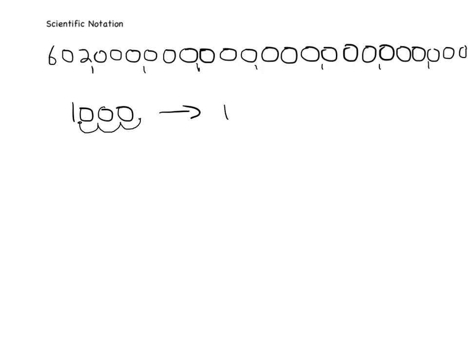Okay, so I write 1, and then I'm going to multiply it. Now, in this case, I moved 3 spaces to the left. So to get back to the original number, I need to multiply it by 10 3 times. Each time you move to the left, that's another 10 that you've got to account for. So this would become 1 times 10 to the 3. If you multiply 1 times 10 times 10 times 10, you get 1,000. This is a number written in scientific notation.